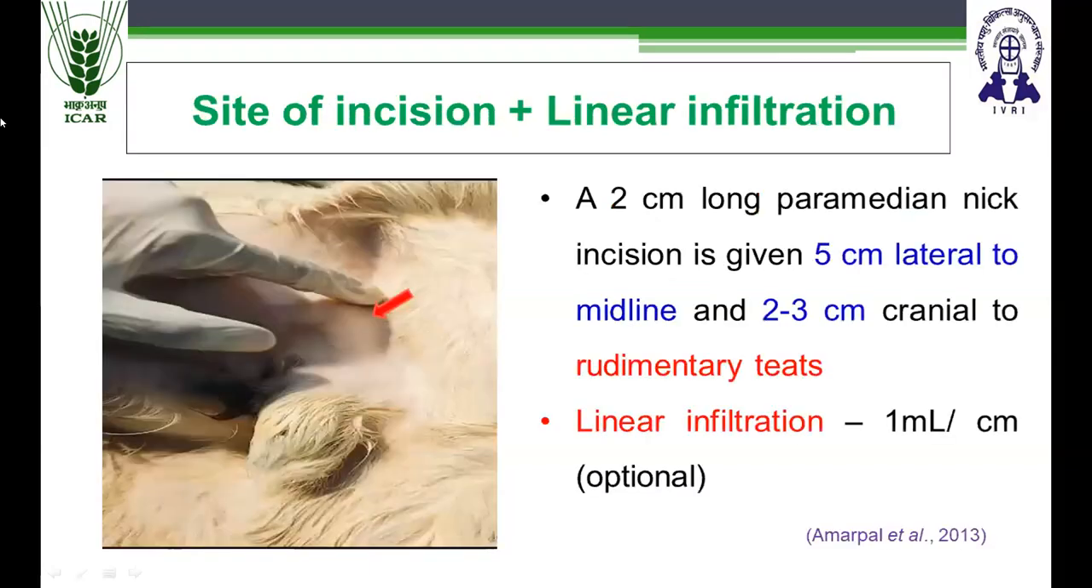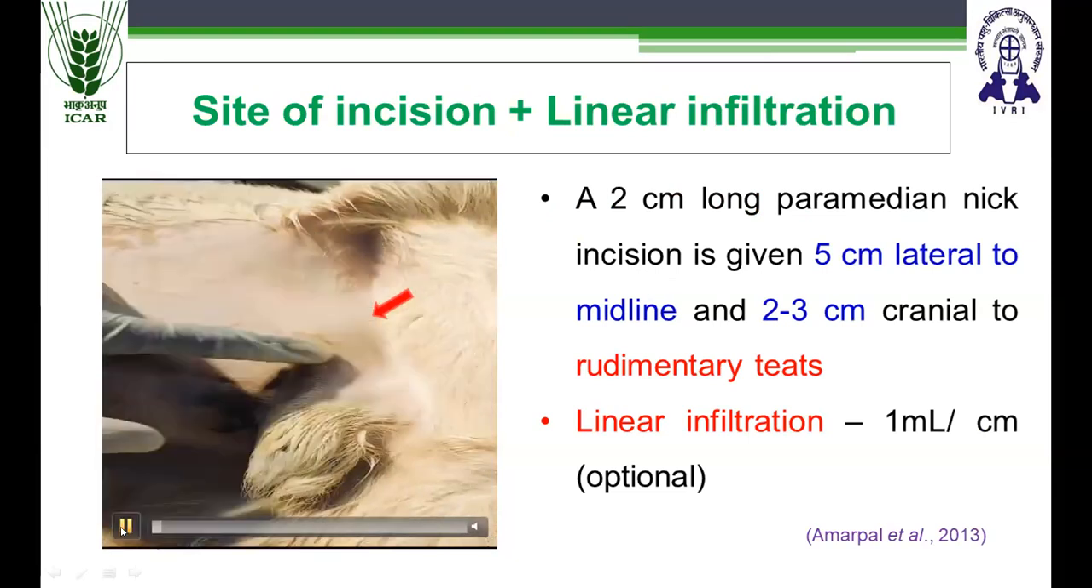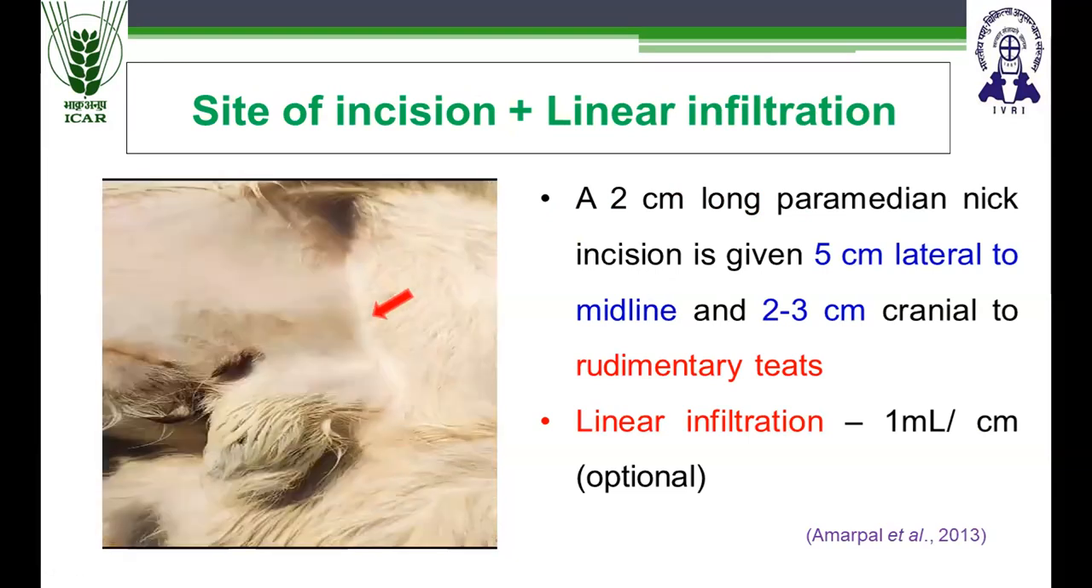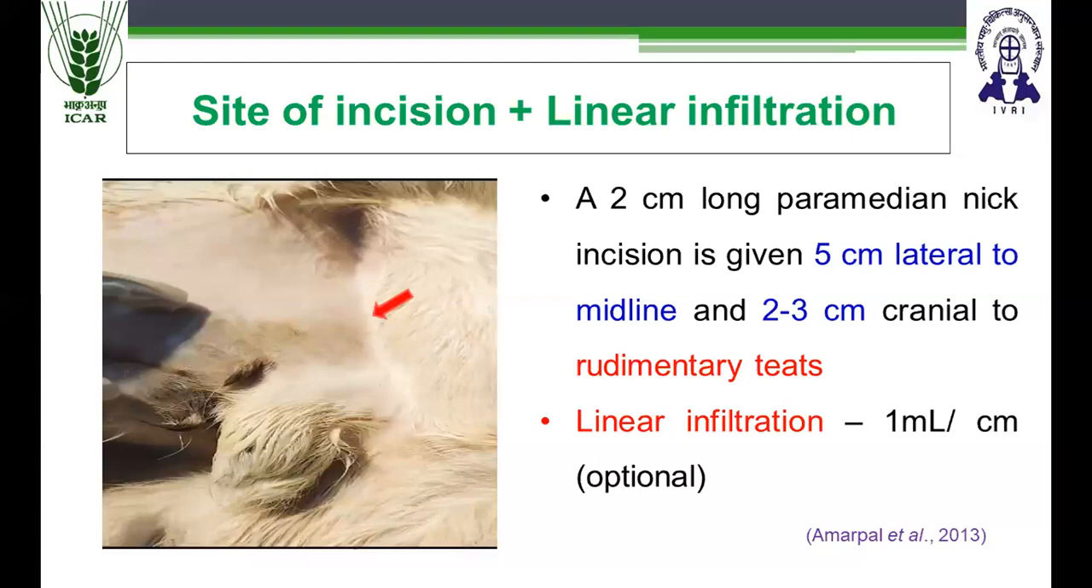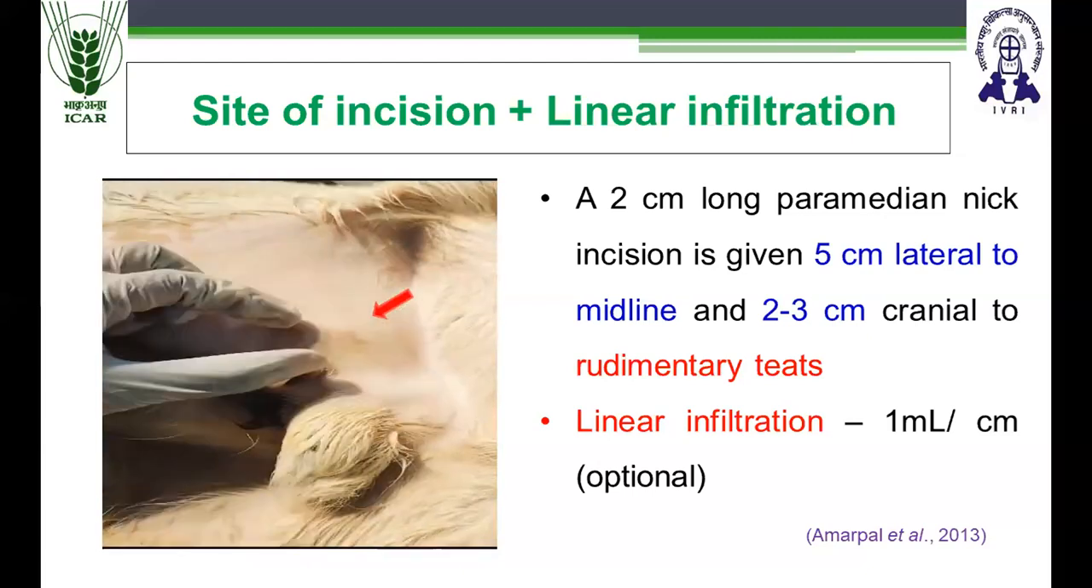So moving to the site of incision. In this picture, you can see I have marked an arrow to depict the distended bladder of the goat. The site of tube cystostomy, as I am explaining in the picture, is 5 cm from the midline as well as 2 to 3 cm cranial to the caudal teeth.